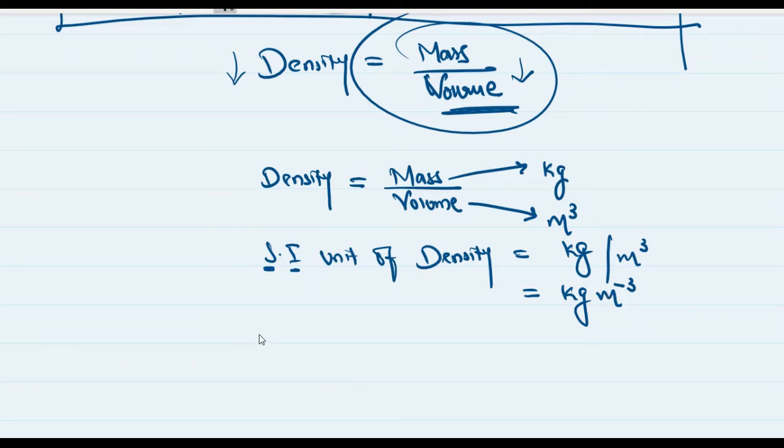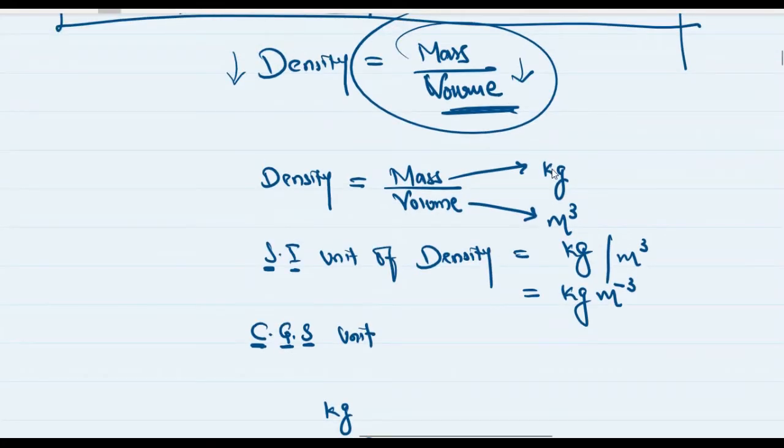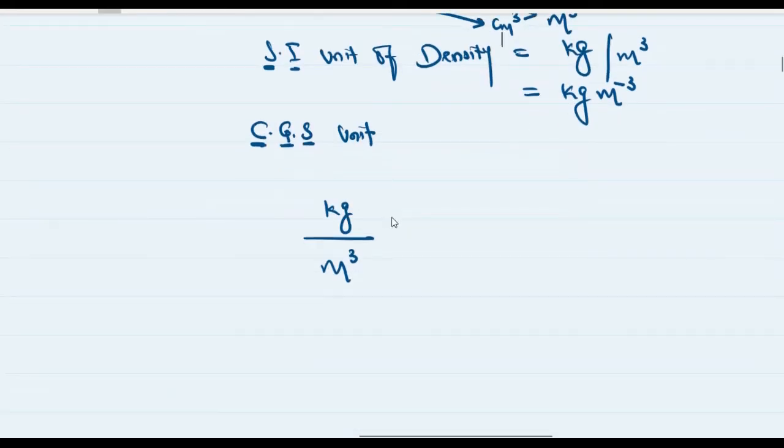This is just the SI unit. There is one more unit, which is known as the CGS unit. Let us convert the SI unit into the CGS unit. So, kilogram upon meter cube. CGS is centimeter gram second, which is a smaller unit. The CGS unit of mass is grams, and the CGS unit of volume is centimeter cube. So we have to convert kg into grams and meter cube into centimeter cube.